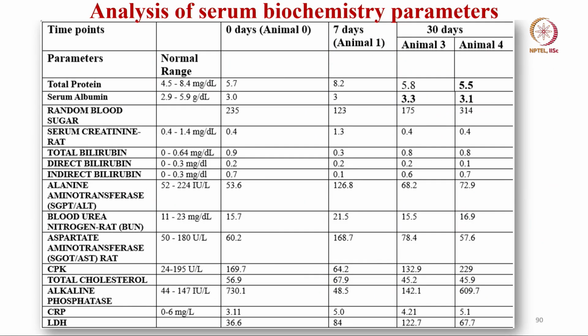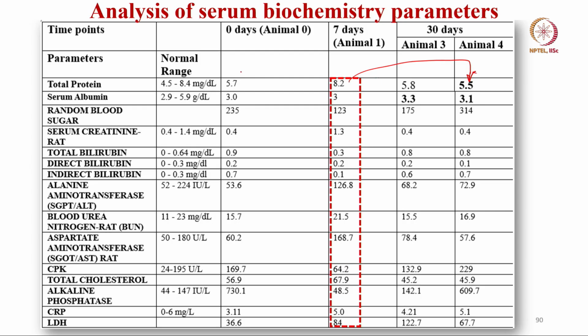Now, like one of the scientific case studies I have shown you before, we have also analyzed the serum biochemistry as well as different blood parameters. In the 7 days animal 1 and then 30 days animal 3, for example, total protein is 5.5, it is reduced.